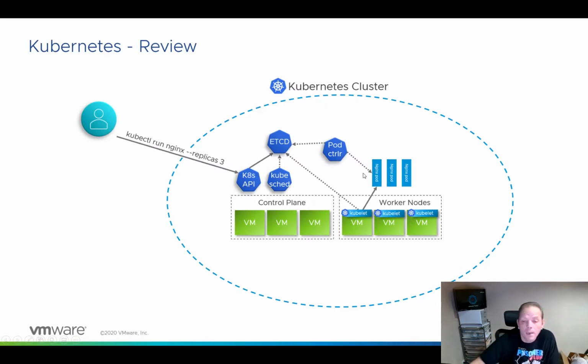And then there's various controllers in the system: pod controller, replica set controller, or replication controller, excuse me, and other controllers as well that watch various aspects of things, deployment controller, etc. And those are always checking to see the state. So kubelet is always reporting the actual state of the workload back up.